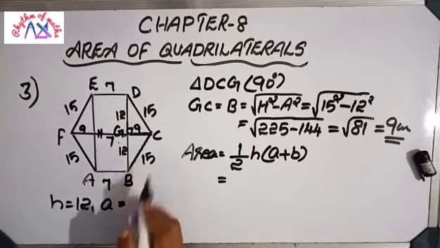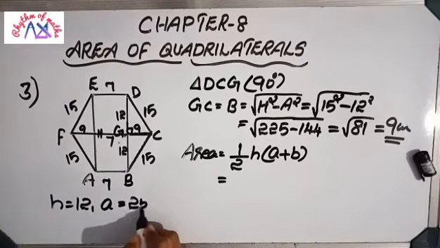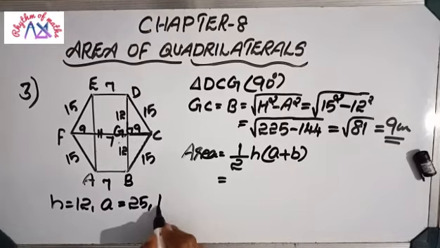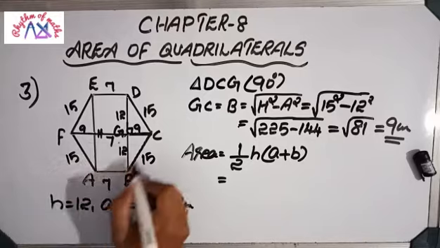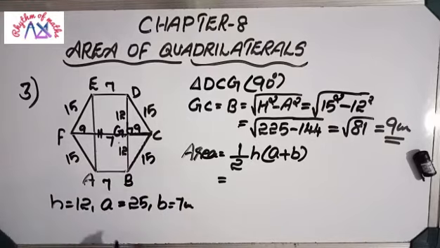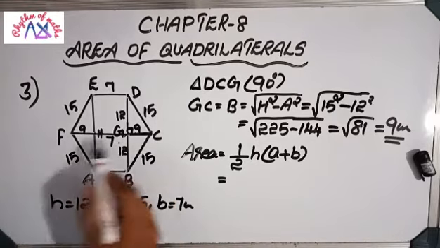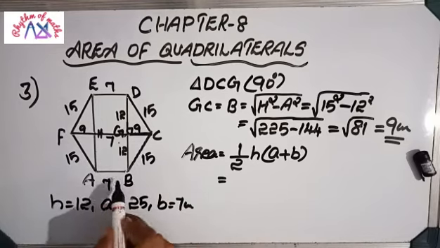18 plus 7 is 25. So a equal to 25. Now b equal to what? B equal to the upper part, that is 7. For the lower trapezium also the measurement is the same. H is 12, A is 25, B is 7.